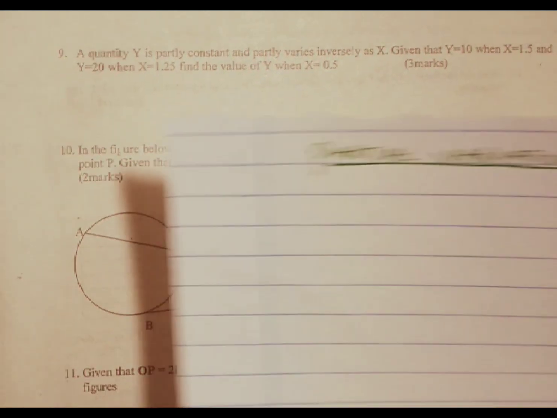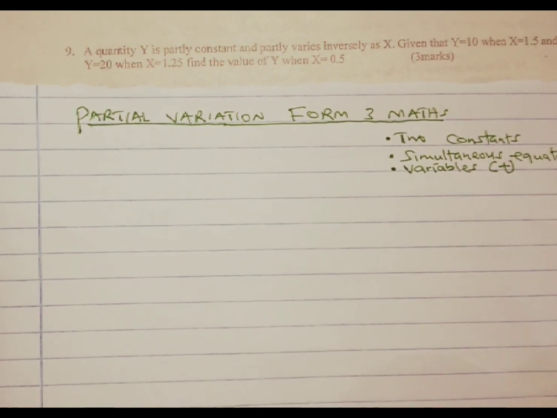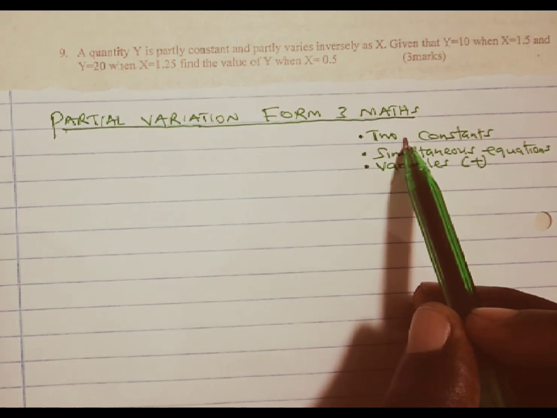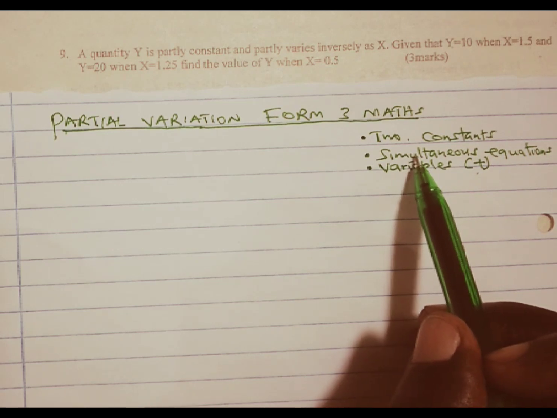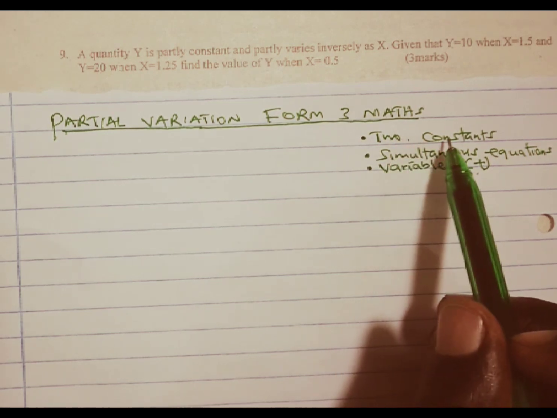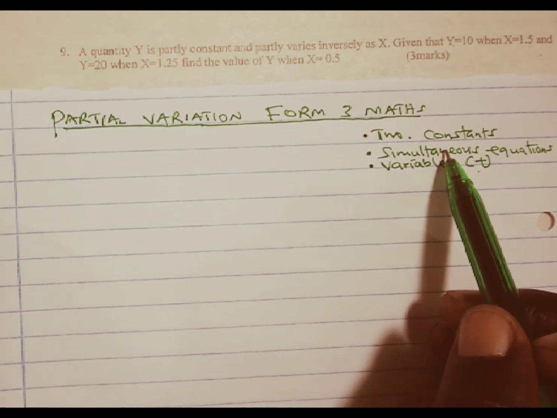The first thing the learner is supposed to understand is that under partial variation, we have two constants. Number 2, the variables are connected by a plus sign. And number 3, we form simultaneous equations that help us to find the two constants before solving the given question.